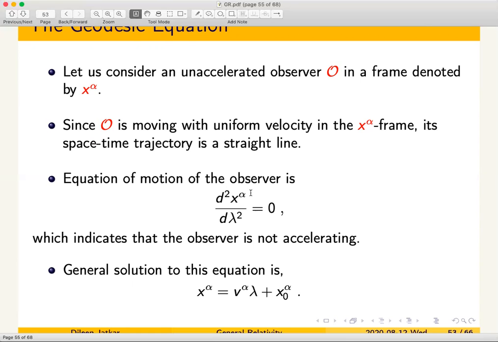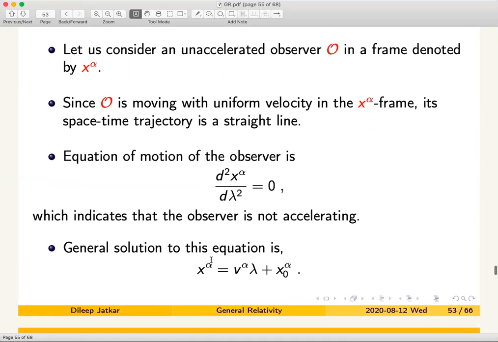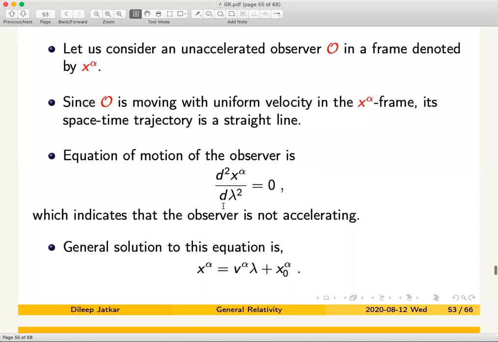This equation can be solved trivially, and this is the most general solution. x^α is equal to V^α λ plus x₀^α, where this is just the initial position, and V^α is the velocity, which is of course constant. Okay, it's a uniform velocity. So this is the most general solution that you can write down to this equation.